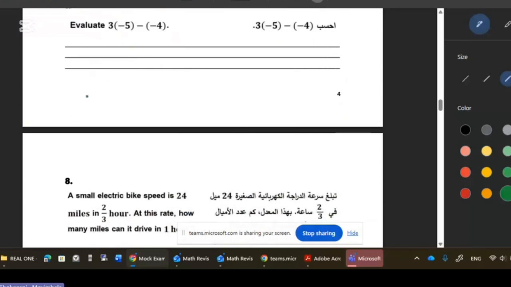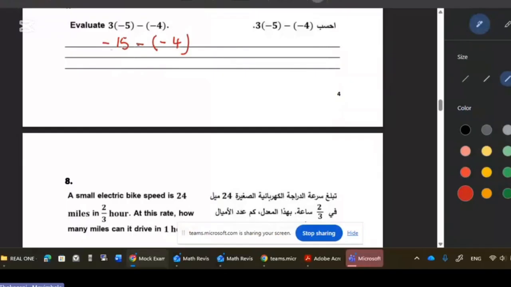So here we are dealing with integers, right? So it's always wiser to start with your brackets or parentheses. So 3 times 5 is going to give you 15. And negative times negative is going to give you negative, which is negative 15, minus into minus 4. Remember, you can use the PEMDAS rule.